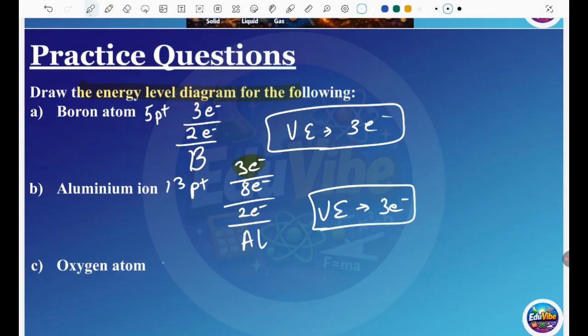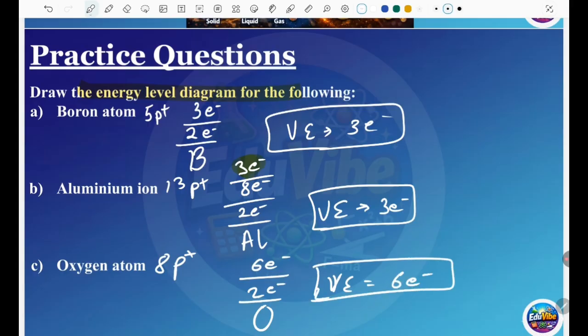The last one is the oxygen atom. Oxygen has 8 protons, which is its atomic number. Oxygen is denoted by O. We have 2 electrons in the first shell, then we have 6 electrons. So in the valence shell, we have 6 electrons. That's how the energy level diagrams can be made.